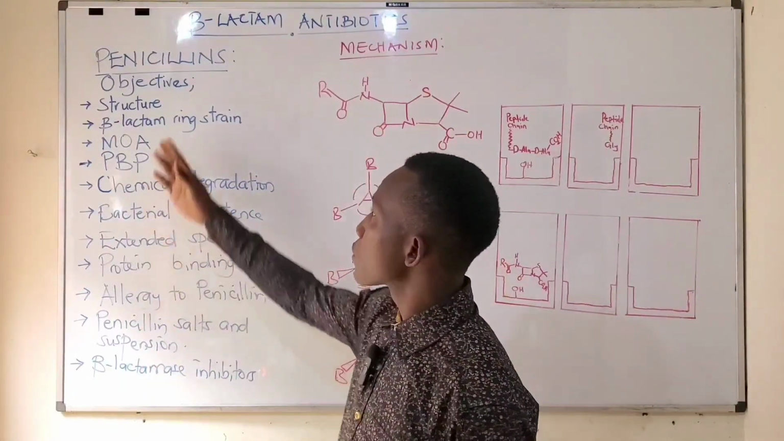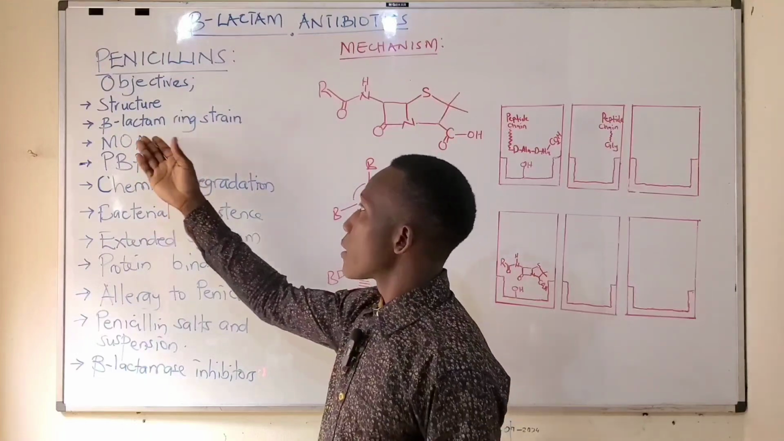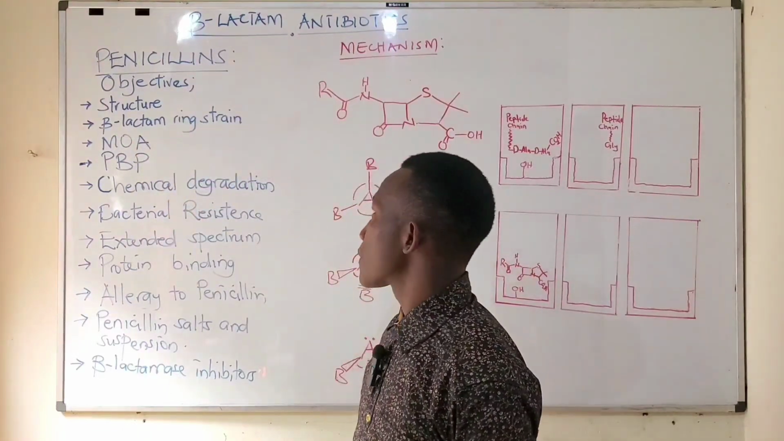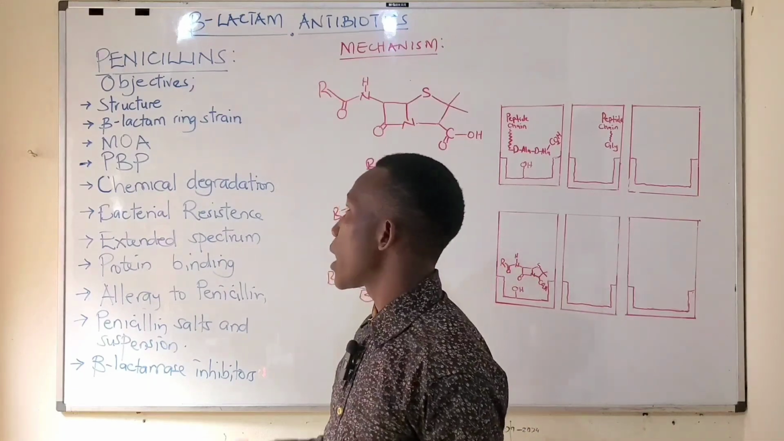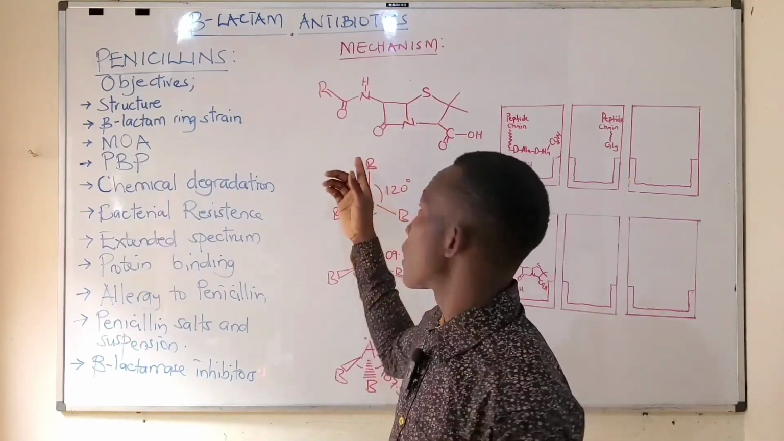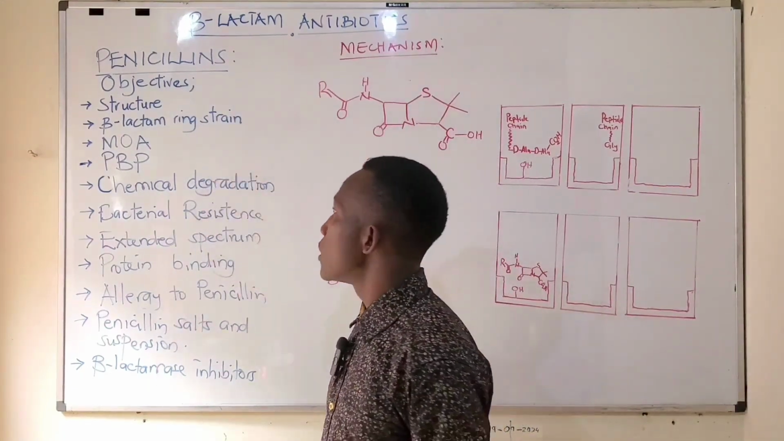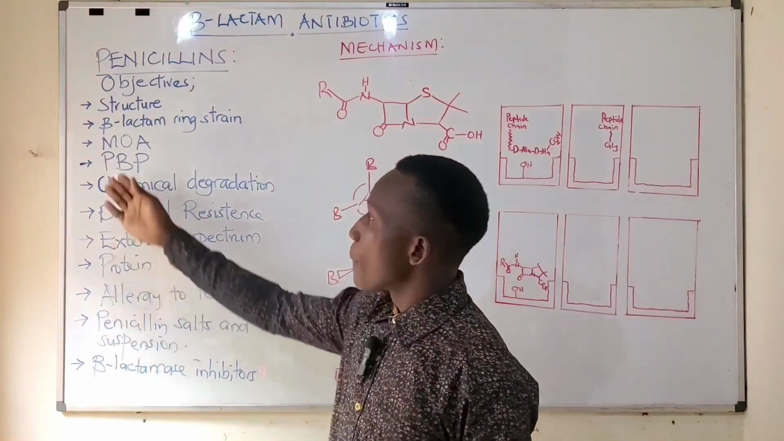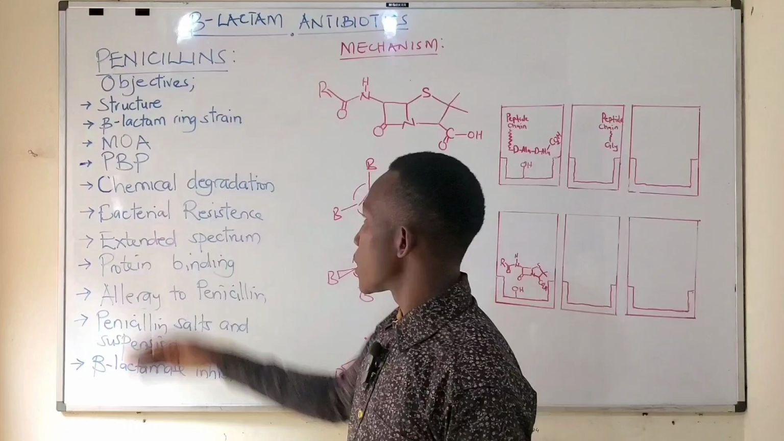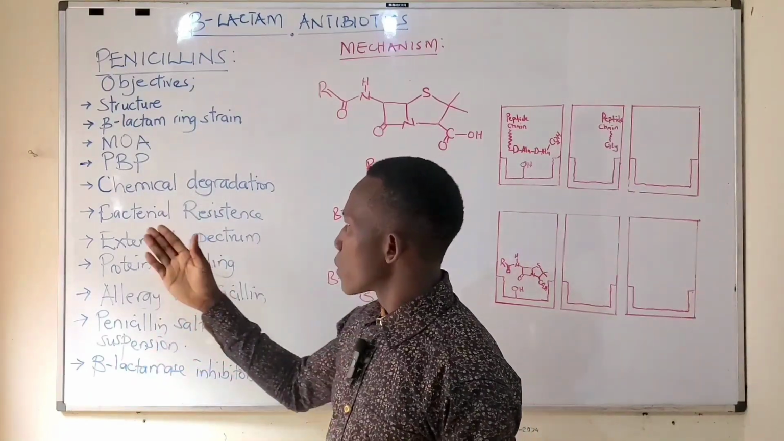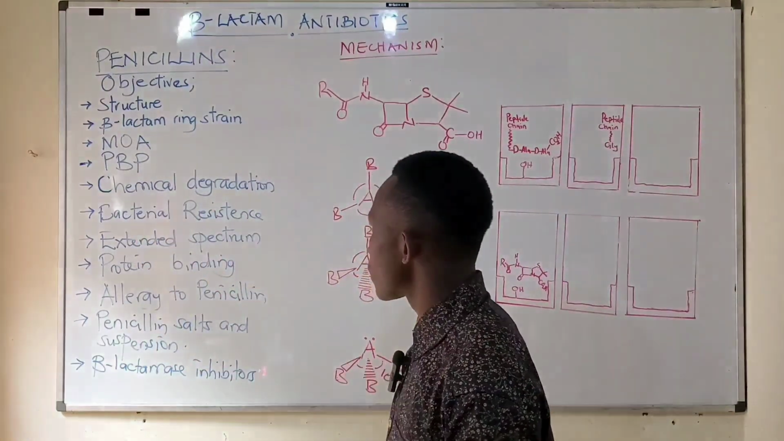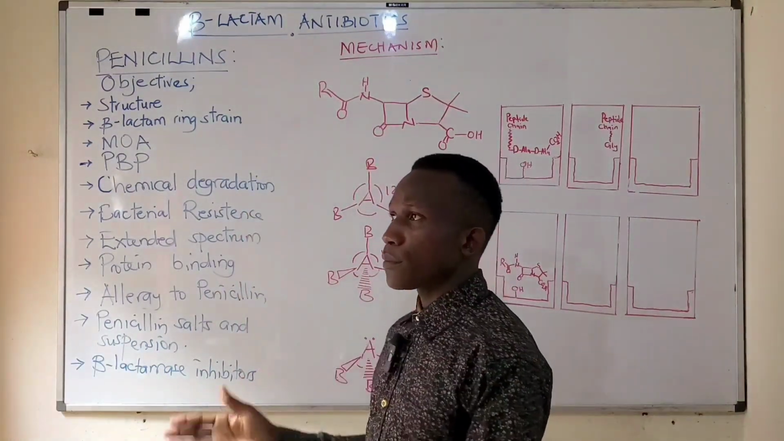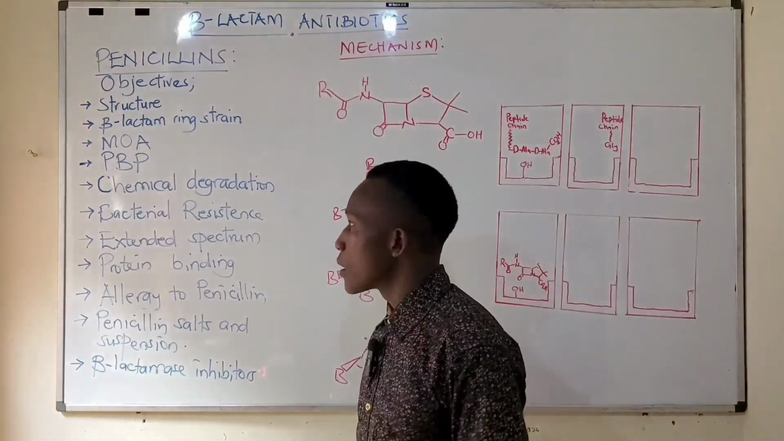We are going to talk about the structure of penicillins. The beta-lactam ring, they say it's strange. That's why most of the reactions occur at that beta-lactam ring. How is it strange? We talk about the mechanism of action, penicillin binding proteins. We are going to talk about the chemical degradation. How is it degraded? This one is about acid and bases.